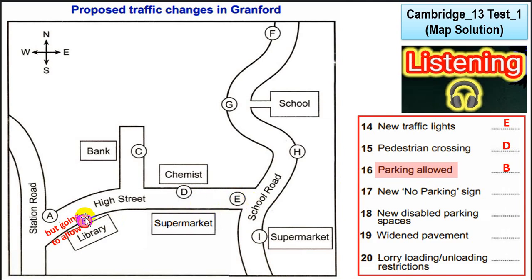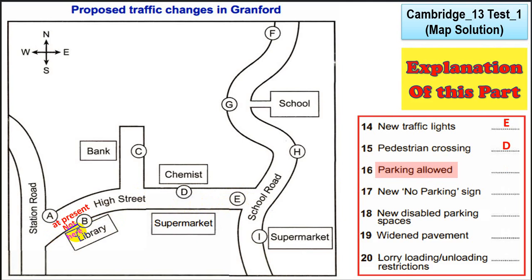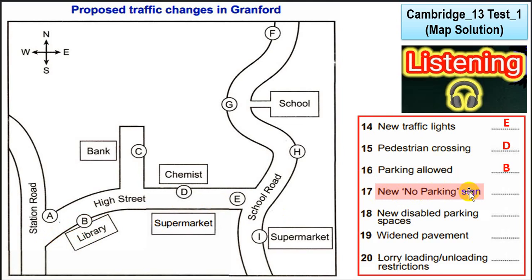At present, parking isn't allowed on the High Street outside the library. But they are going to allow parking there, that means on the High Street outside the library. So, the position of the parking allowed place will be B. Now we will search for new no parking sign place.